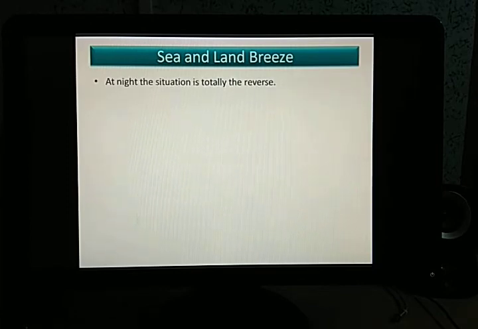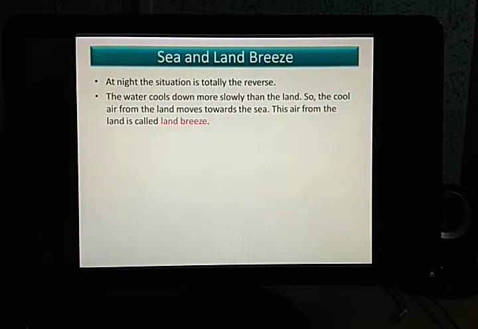At night the situation is totally the reverse. Yes, we have come across sea breeze. Now we'll discuss land breeze. Land breeze is a totally different phenomenon from the sea breeze. Now, what actually happens is that the water cools down more slowly than the land. Although water is cooler than the land during the day, at some point water will also get heated up, but it takes a lot of time for the water to cool down.